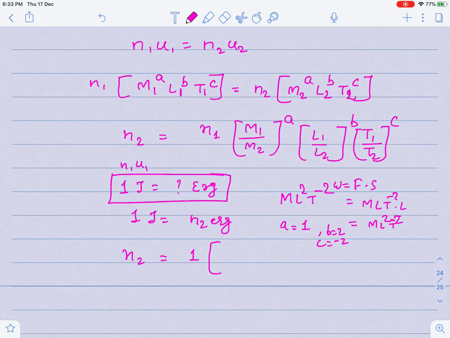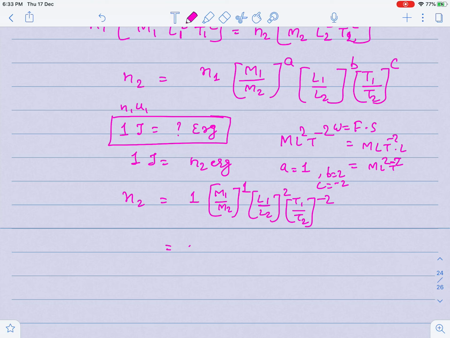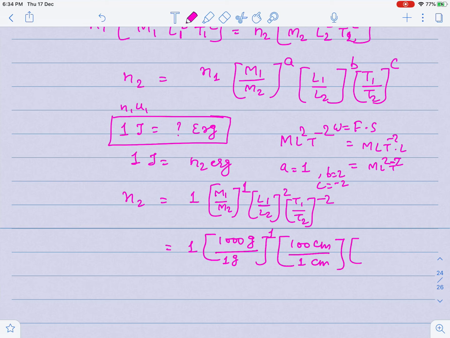I'm just writing M1 by M2 to the power 1. Next I'm writing L1 by L2, since b is 2, squared, and T1 by T2 to the power minus 2. These things I can directly write. Now M1 means, guys, in SI unit 1000 gram, and I will write in gram, 1 gram to the power 1. L1, I know that is 100 centimeter, and this is 1 centimeter, L2. And last is T1, 1 second divided by 1 second, although they will cancel out each other, so no need to write these things.